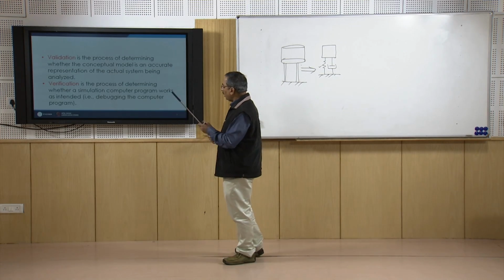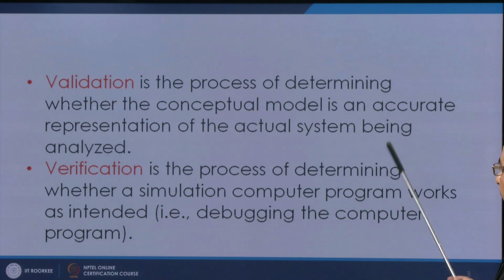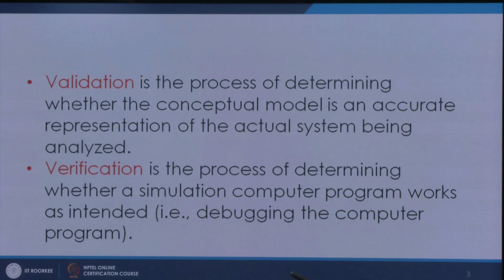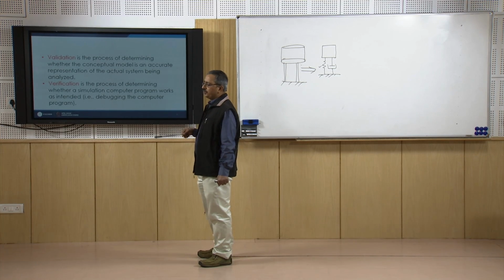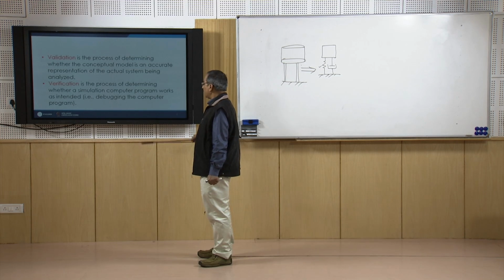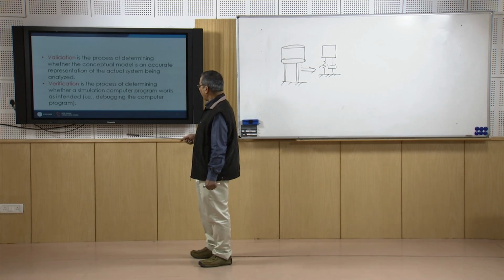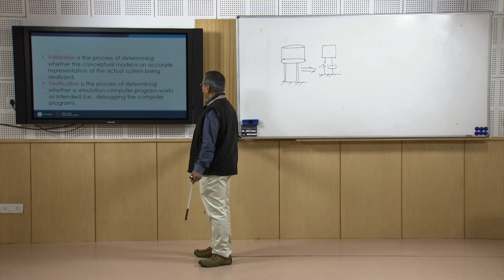And verification is the process of determining whether a simulated computer program works as intended. What results you are expecting out of it, or whether your codes or computer programs are working as intended, that is what is known as verification, or what we also call debugging of the computer program.